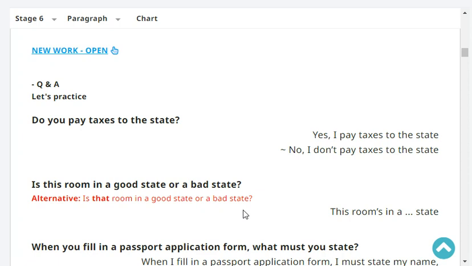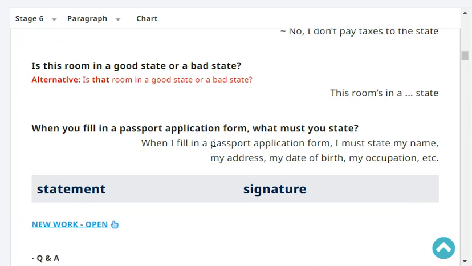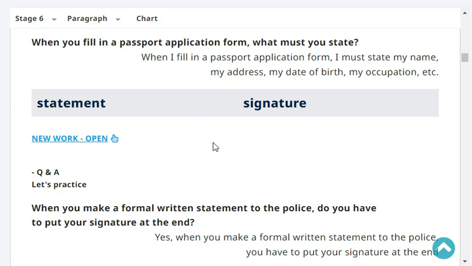Do you pay taxes to the state? Yes or no? Yes, I pay taxes to the state. Very good. Is your room in a good state or a bad state? My room's in a good state. Very good. When you fill in a passport application form, what must you state? When I fill in a passport application form, I must state my name, my address, my date of birth, my occupation, etc.